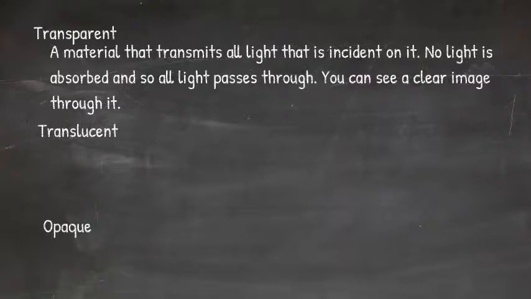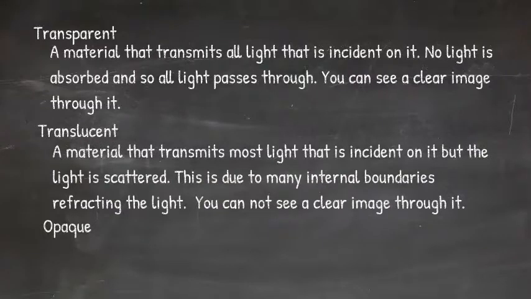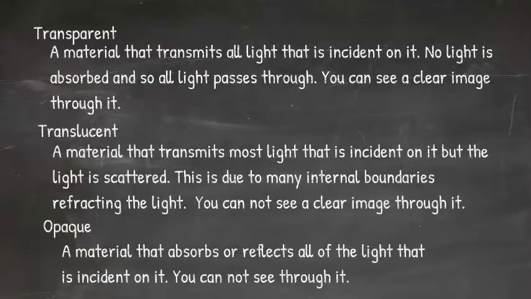A translucent material is a material that transmits most light that is incident on it, but the light is scattered. This is due to many internal boundaries refracting the light, and you cannot see a clear image through it. An opaque material is a material that absorbs or reflects all of the light that is incident on it. You cannot see through it.